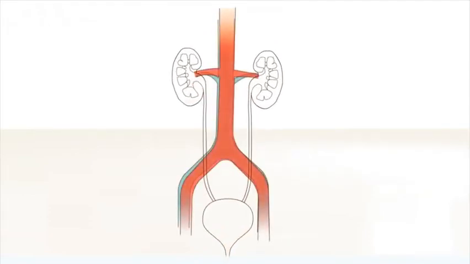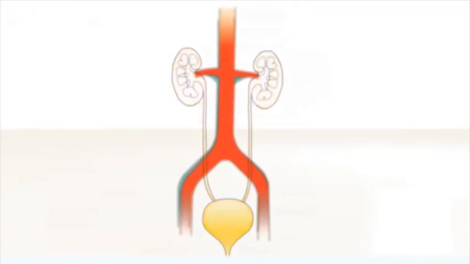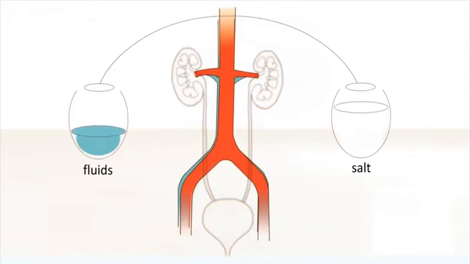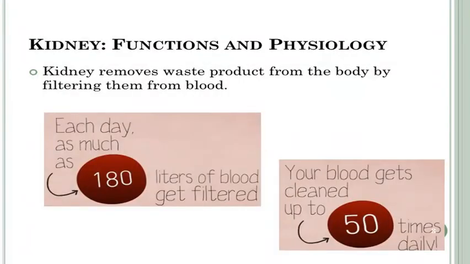Kidneys have three important functions. They filter harmful waste products from the blood and drain them out via urine. They balance the level of fluid and salt in the body. They produce hormones. The kidney works like a water purifier. Every day, almost 180 liters of blood is filtered through the kidney to get rid of waste products present in the blood.